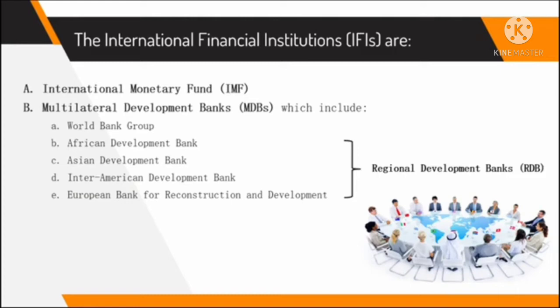The second one is the multilateral development banks, which include the following. So let's start with the World Bank Group. WBG is a family of 5 international organizations that make leverage loans to developing countries. Where do we belong? I mean, the Philippines. Developed countries, developing countries, or underdeveloped countries. Okay, so the Philippines belongs to developing countries.